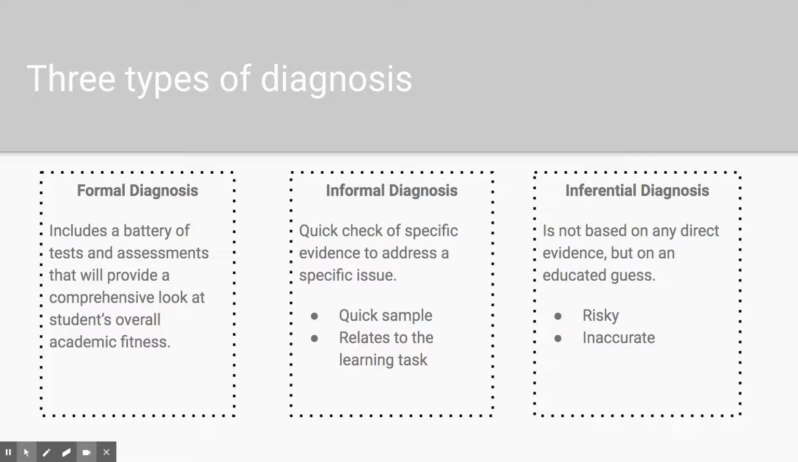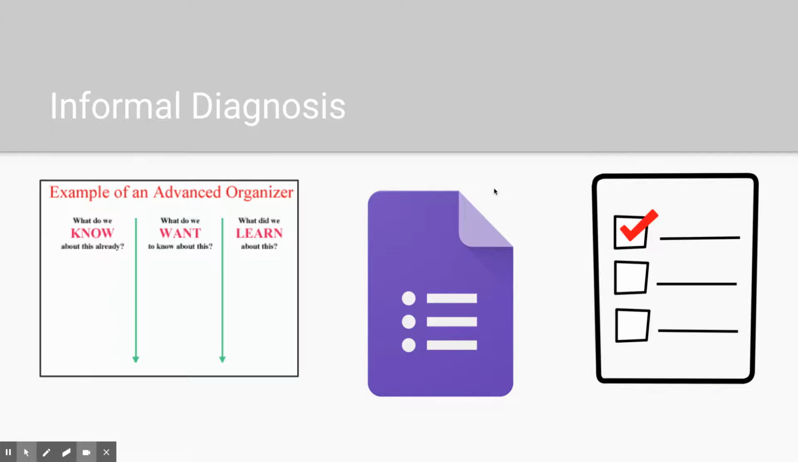Our best type of diagnosis is the informal diagnosis. When we do a quick check for specific evidence to address a specific issue. It's a quick sample and it's always relating back to the learning task. So here are some ideas for informal diagnosis.